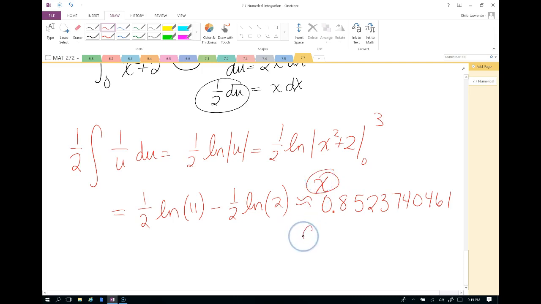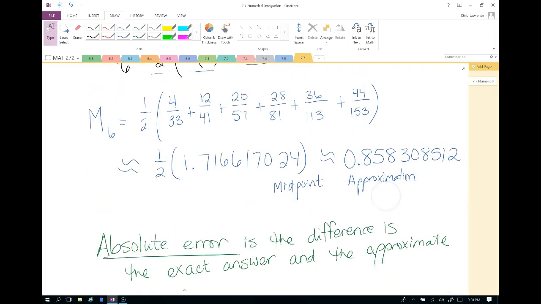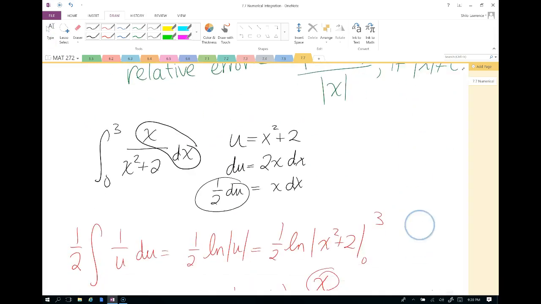Now earlier, for our c, for our approximate value, I'm going to pull that value down because we're going to need it. I just want it in a more convenient spot. We had 8308512.